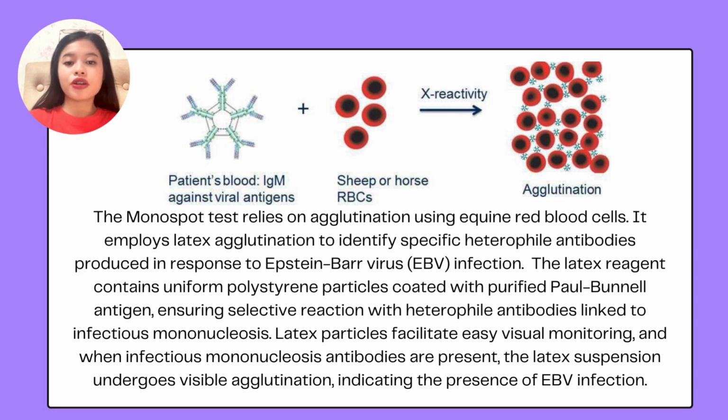In the presence of infectious mononucleosis heterophile antibodies in serum or plasma, the uniform appearance of the latex suspension undergoes a noticeable change, exhibiting a clear agglutination. This transformation serves as an indication of the presence of heterophile antibodies and consequently an EBV infection.